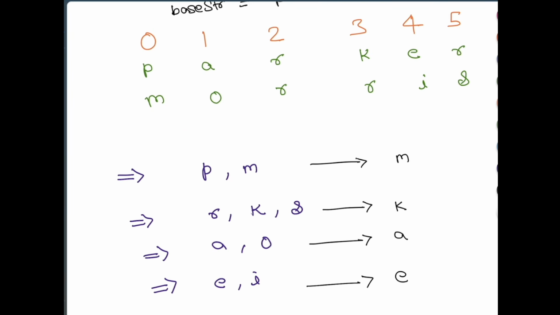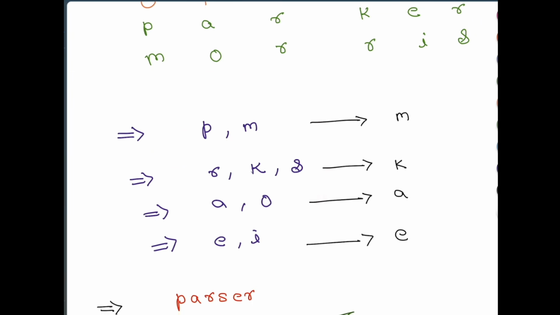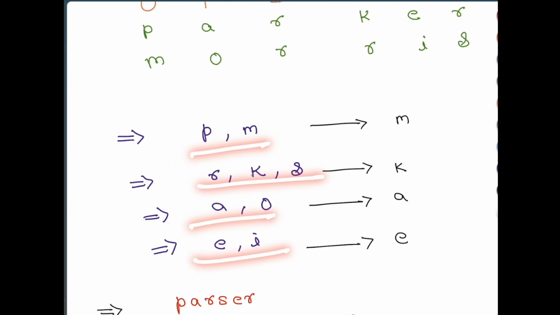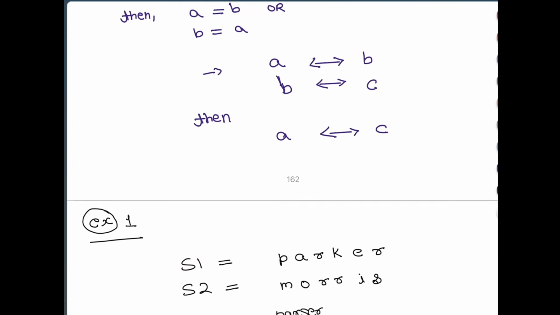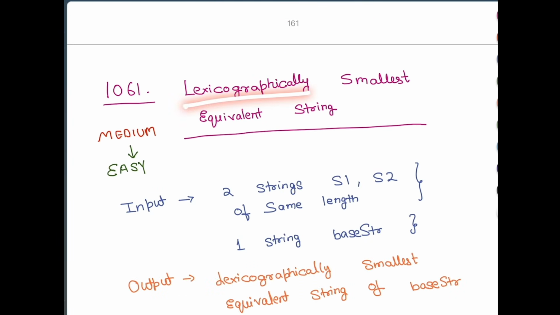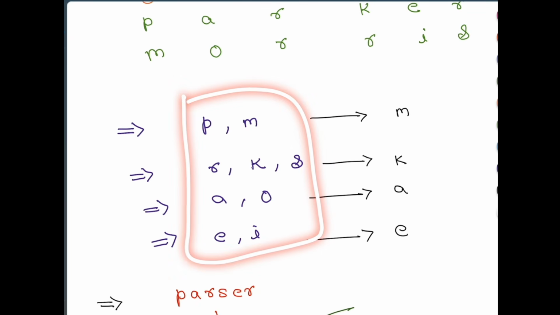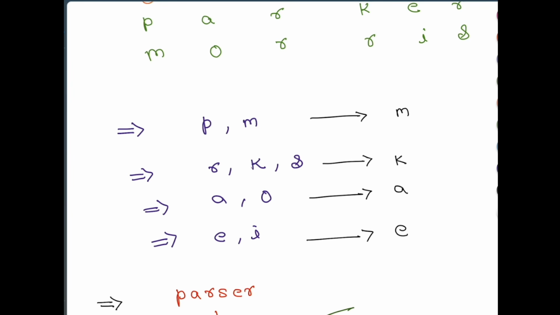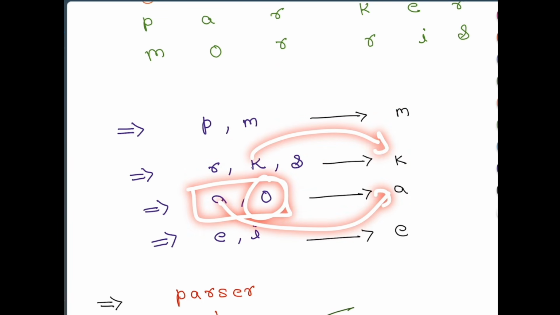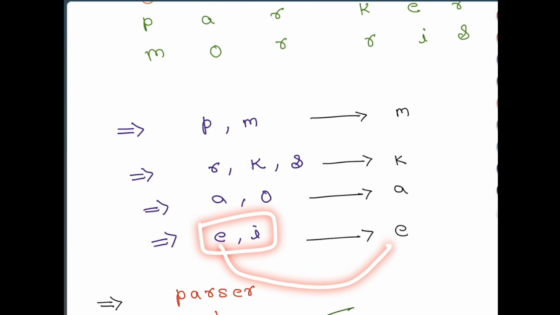Now once we have these groups available, from each group we need to find the smallest character lexicographically, and that's what the question is. The question is lexicographically smallest equivalent string. Once you form these groups, you need to find the lexicographically smallest character. In this group, we have p and m. The smaller is m. In this group, the smallest character is k. In this group, the smallest character is a because this is o. And in this group, the smallest character is e.